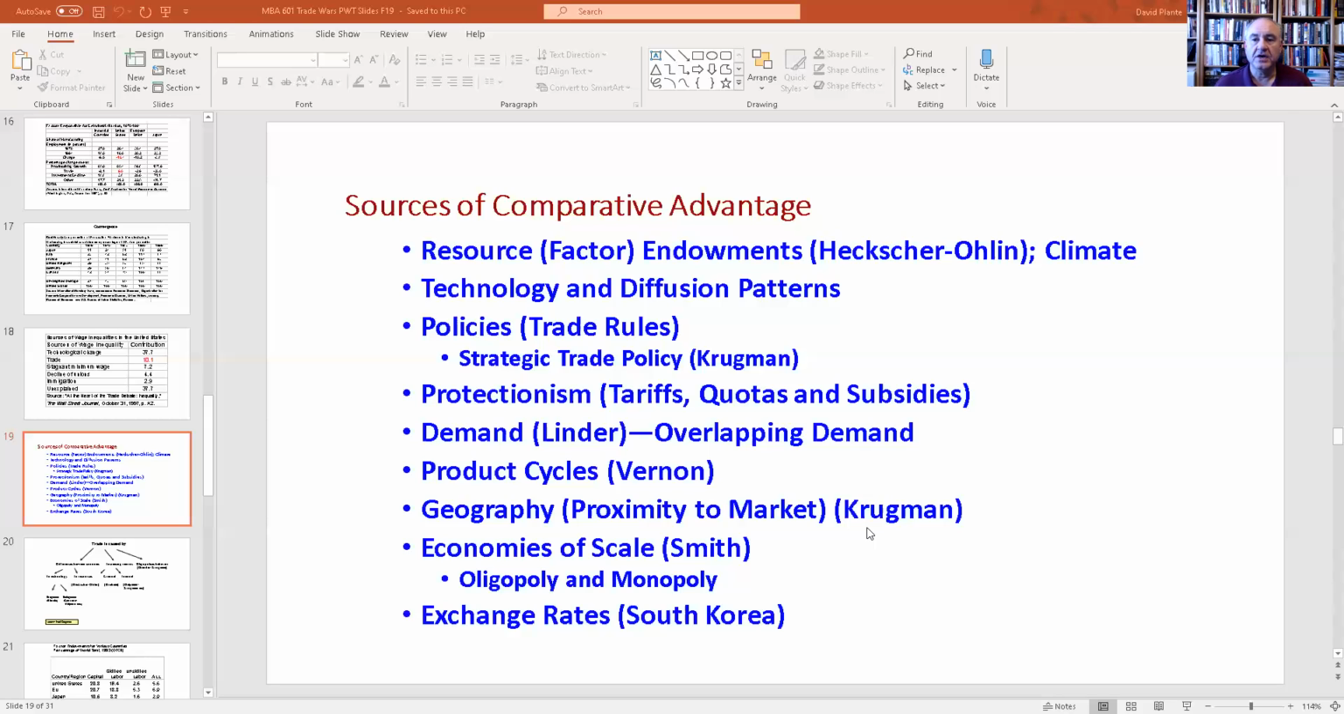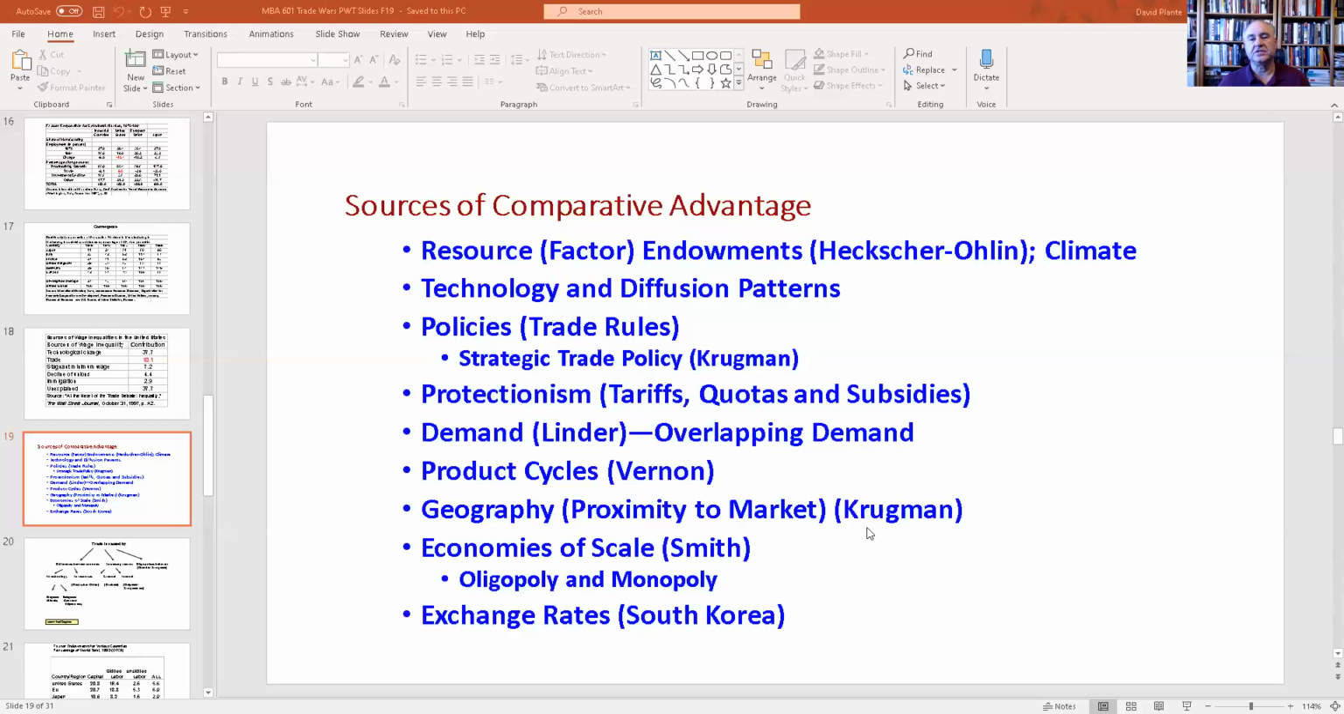Now another source of comparative advantage is technology and diffusion patterns. The US is for the most part a technological leader. And so in periods where new technologies really matter, we tend to surge ahead in some respects. And in periods where it's all about copying technology, East Asia does a much better job. That's diffusion. So technology can also govern the comparative advantage or the pattern of trade.